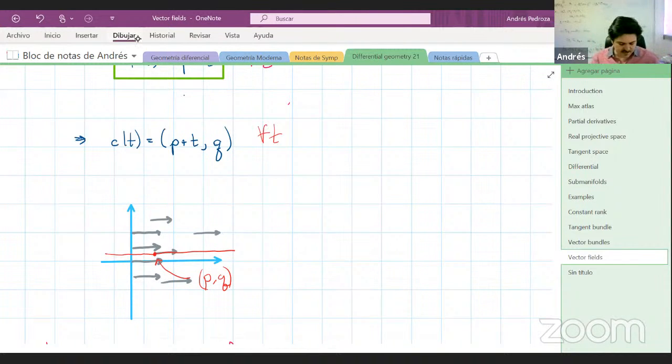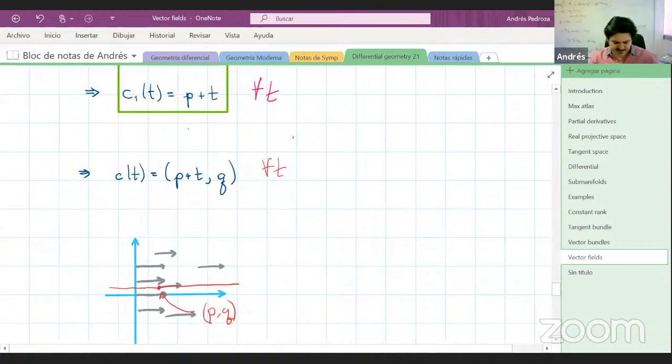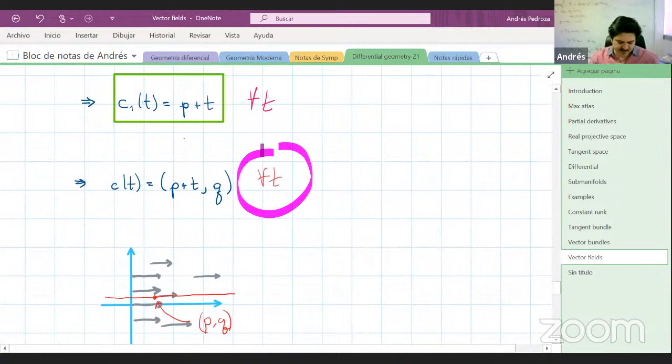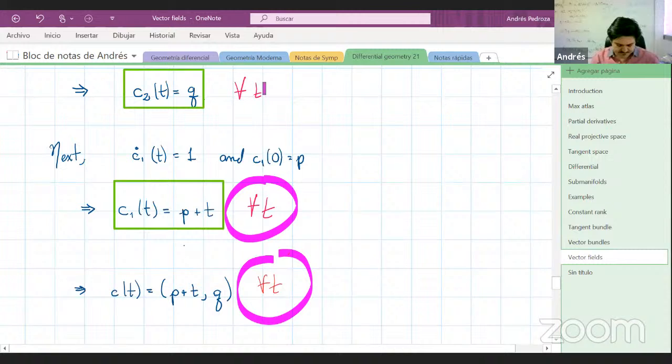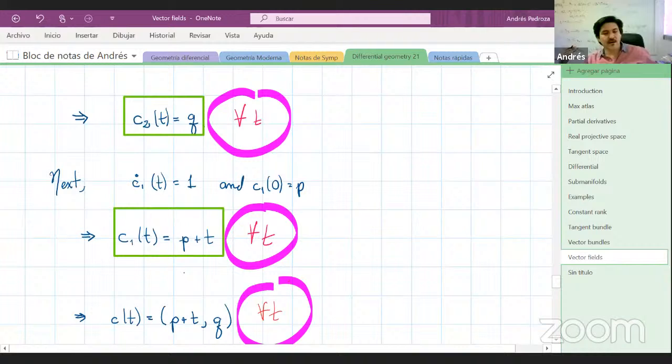Now, this is something that I really want to stress. I'm going to change this example a tiny bit because I want to make an observation of this. So we arrive to these two solutions based on our knowledge of solving an ordinary differential equation that holds for all t.